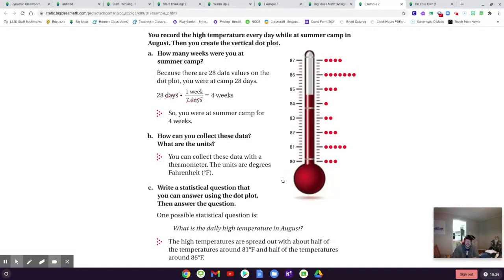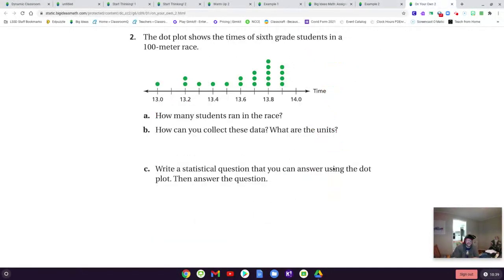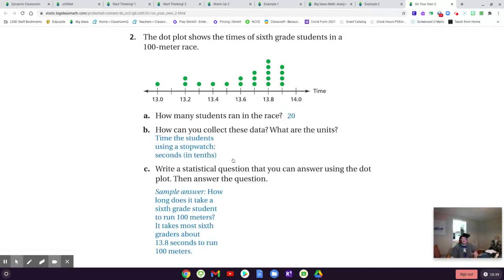Okay, and now the last little example, and then you're going to be working on these on Big Ideas. So the dot plot shows the times of 6th grade students in a 100-meter race. So how many students ran the race? Okay, every dot represents a student. So you just count up the number of dots, you'll find out, oops, I gave you all the answers. Well, all right, we'll just fly through the rest of this video then. There are 20 dots.